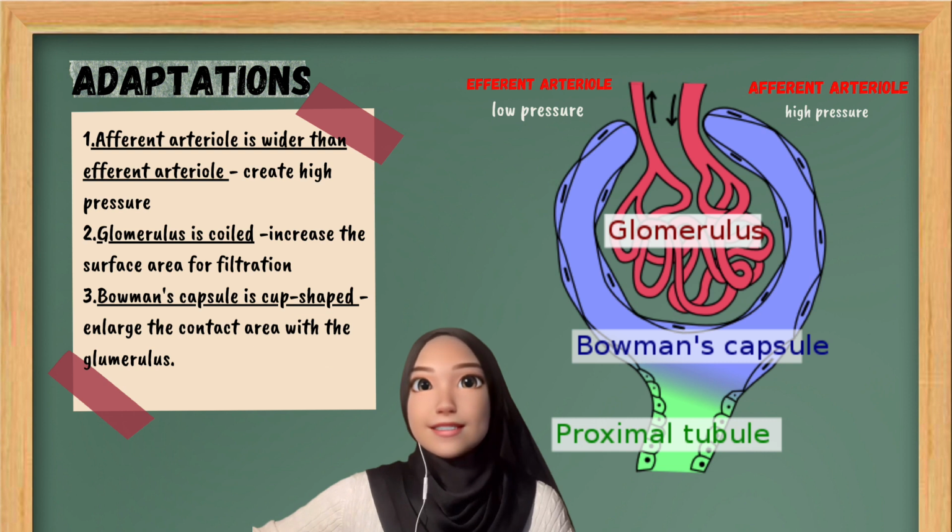So here are the adaptations of the part where ultrafiltration occurs. The first one is that the afferent arteriole is wider than the efferent arteriole. This is to create high pressure in the glomerulus. The second one is that the glomerulus is coiled to increase the surface area for filtration to occur. The third one is that Bowman's capsule is cup in shape. This is to enlarge the contact area with the glomerulus.